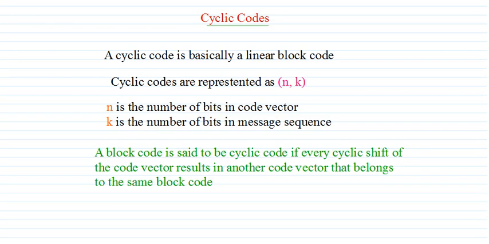So cyclic codes are basically linear block codes. A cyclic code is represented as (n, k), where n is the number of bits in the code vector and k is the number of bits in the message sequence to be encoded. Now, the definition: a block code is said to be a cyclic code if every cyclic shift of the code vector results in another code vector that belongs to the same block code. Let us understand this definition with an example.